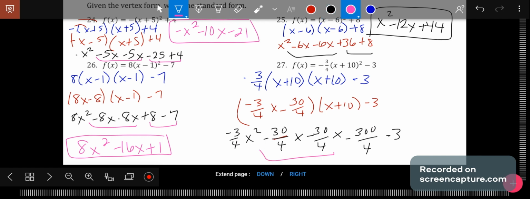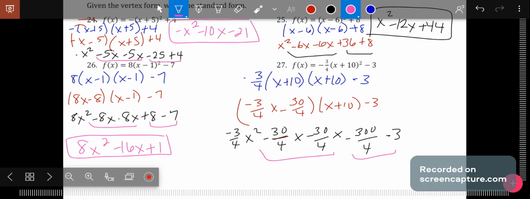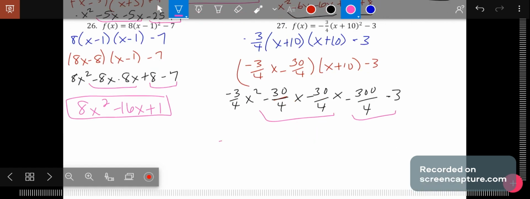Combine our like terms. So we will get negative 3/4 x squared minus 60 over 4x minus 312 over 4. And the only problem with this is we need to go back and simplify our fractions. You can put this into the calculator or do the work for you. So we leave negative 3/4 x squared.